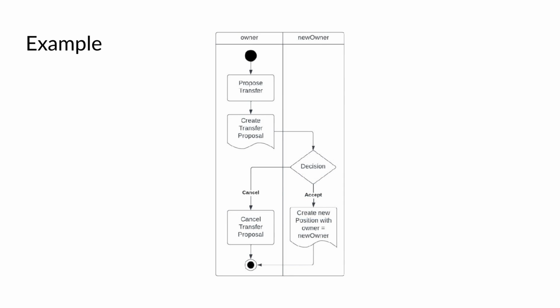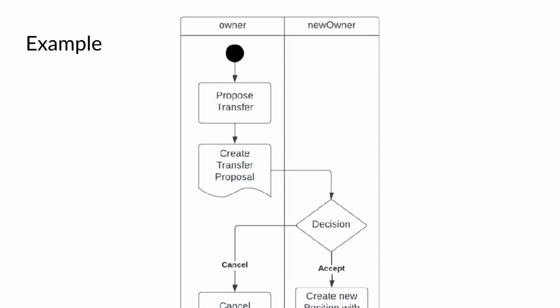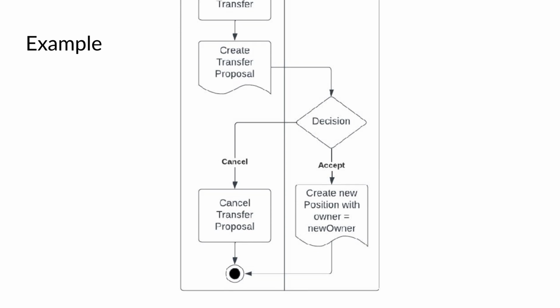The workflow is fairly simple. The owner exercises the proposed transfer choice, which creates a transfer proposal. At this point, the owner can cancel the proposal, or the new owner can accept the proposal, in which case the position is transferred to the new owner.